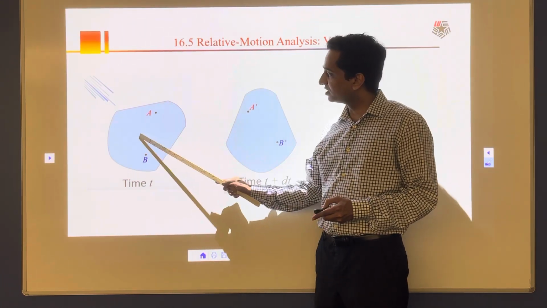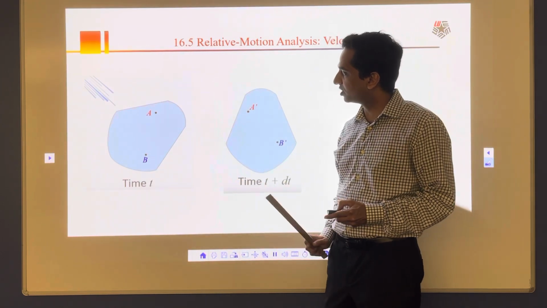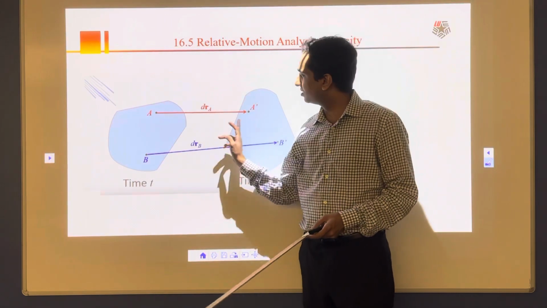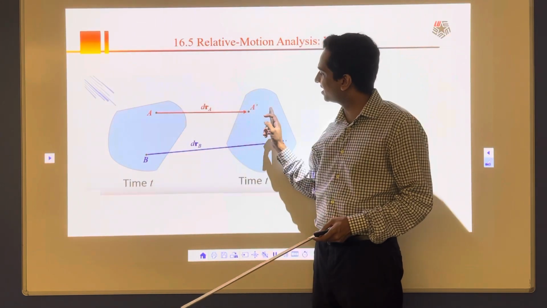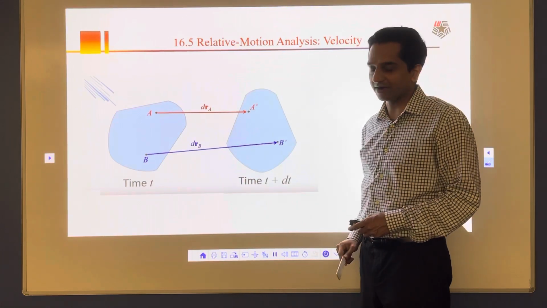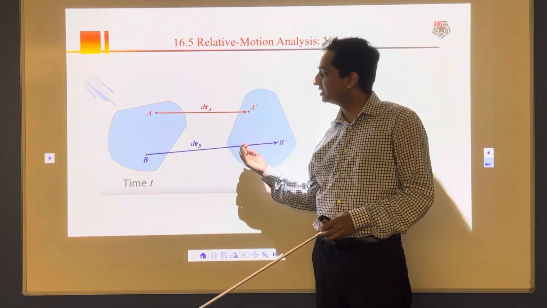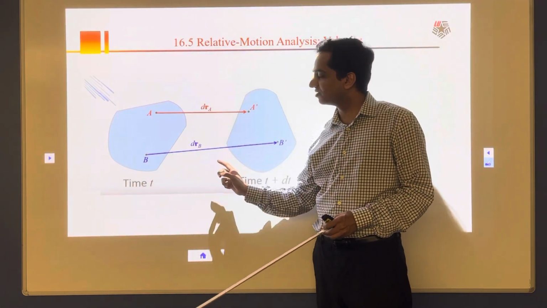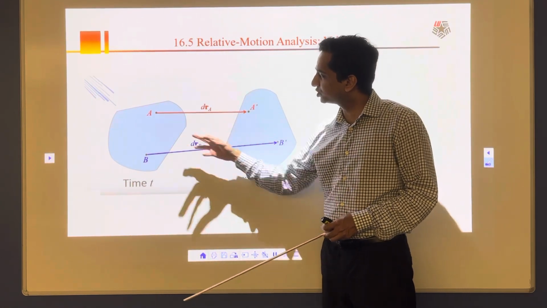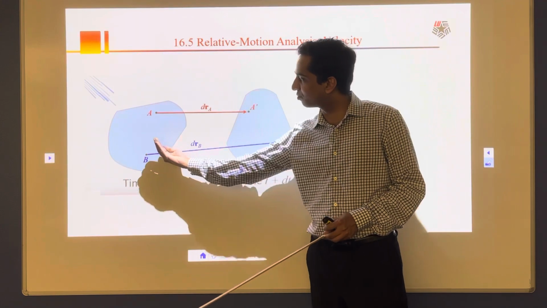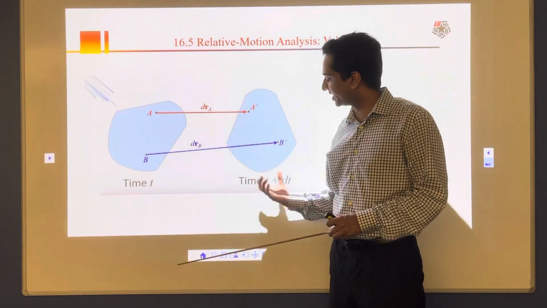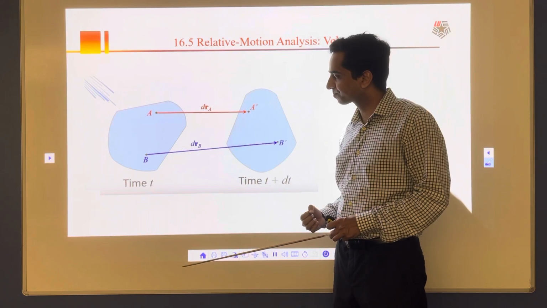Whenever this body goes from here to here, points A and B will go from here to here. The new position of point A is A bar, the new position of point B is B bar, and the displacement vectors are dra and drb for A and B respectively. So that's the change in position of A and B. When this body moves, it translates and rotates at the same time, in time dt.